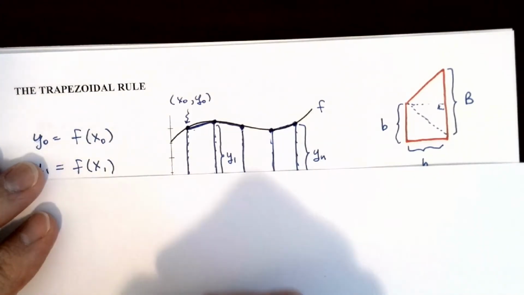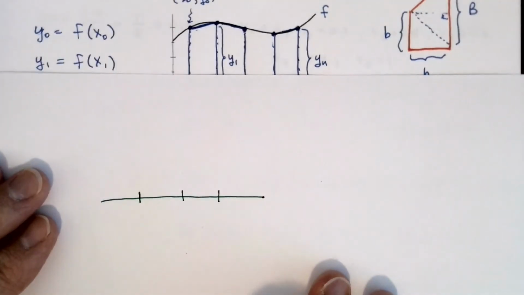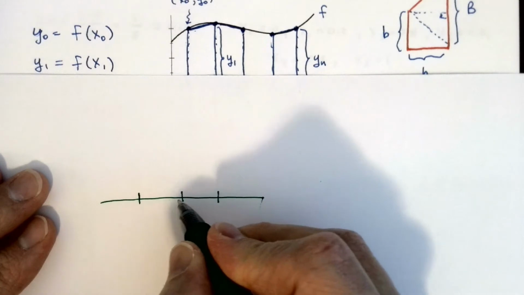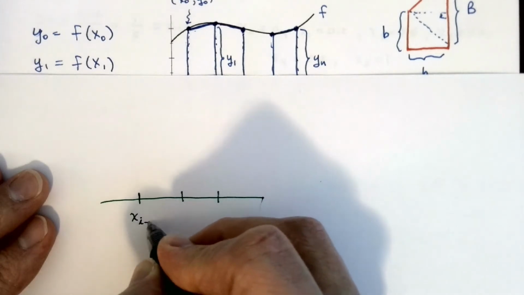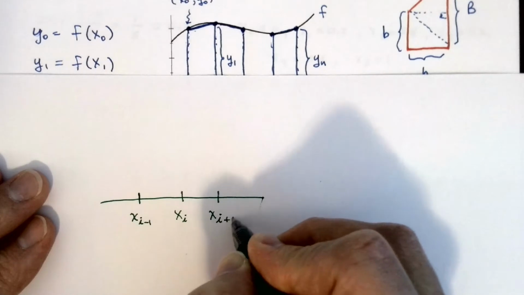Okay, so if we go to degree 2, then it gets a little bit more complicated in the derivation, and I'm not going to go through that in here. But in this case, if I have subintervals, in order to make this work, I'm going to need two subintervals. So here's two arbitrary subintervals, x sub i minus 1, x sub i, x sub i plus 1.